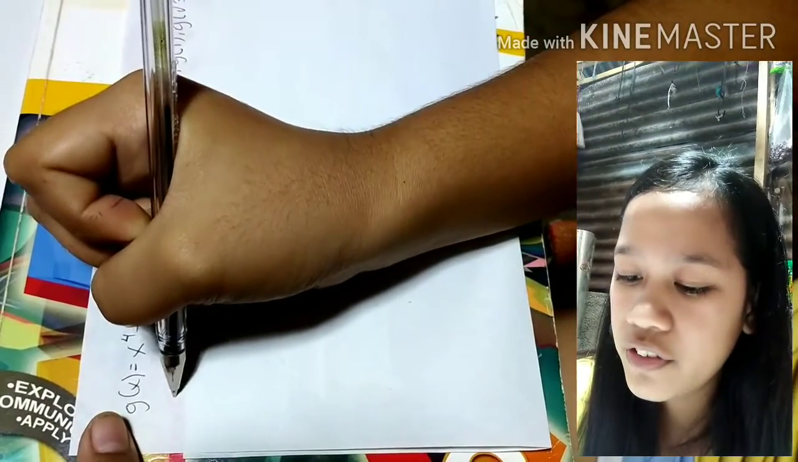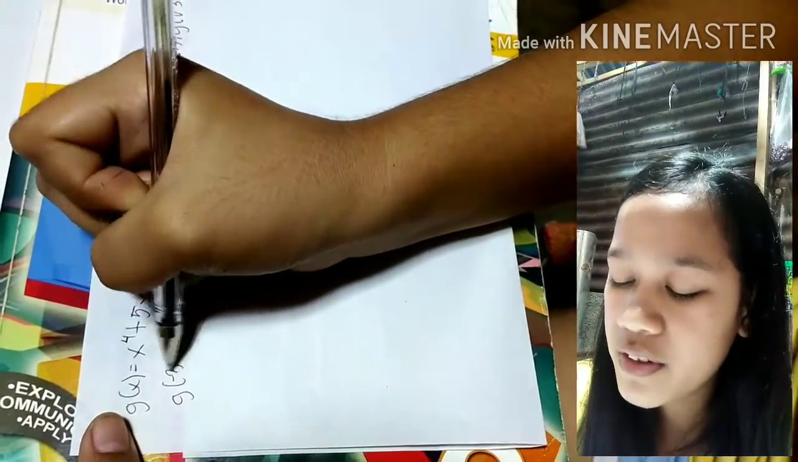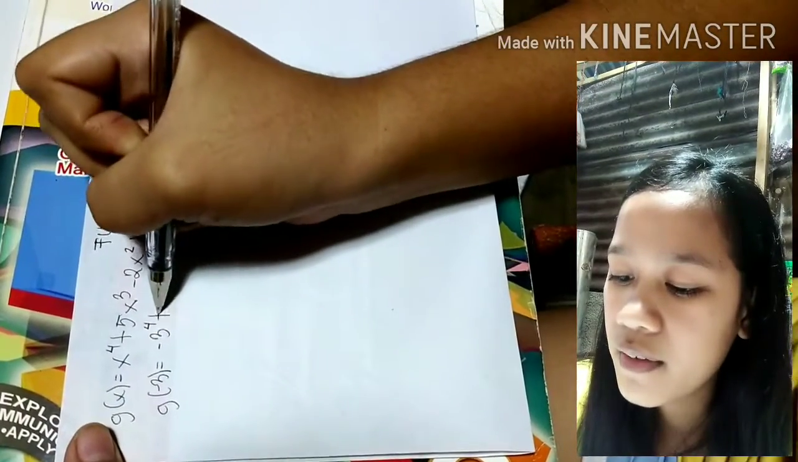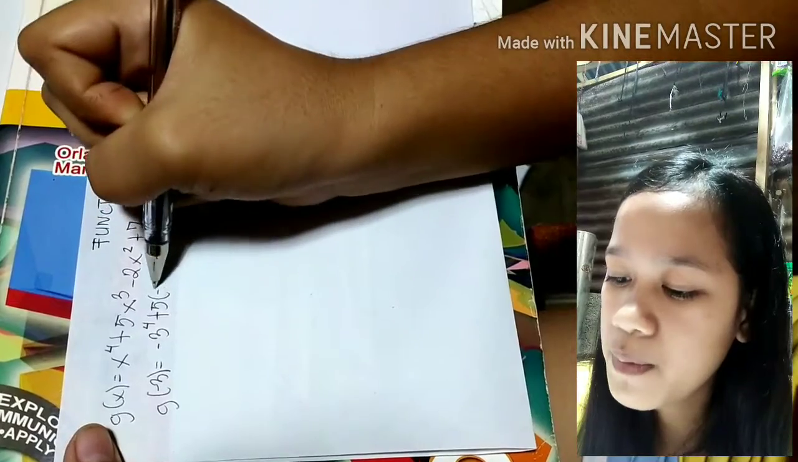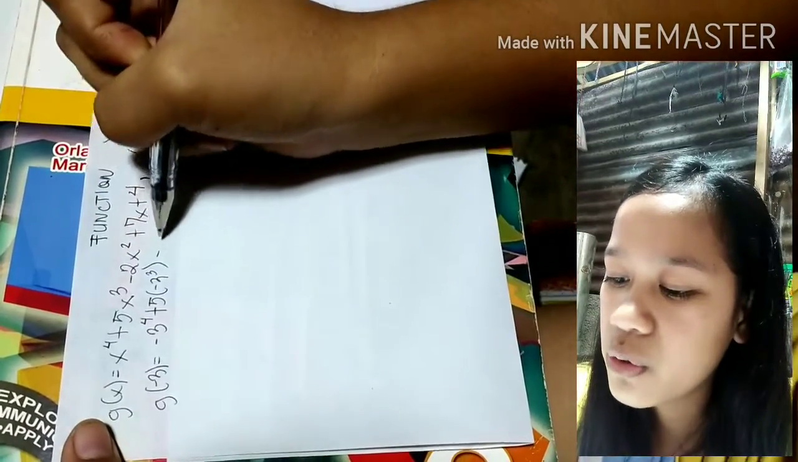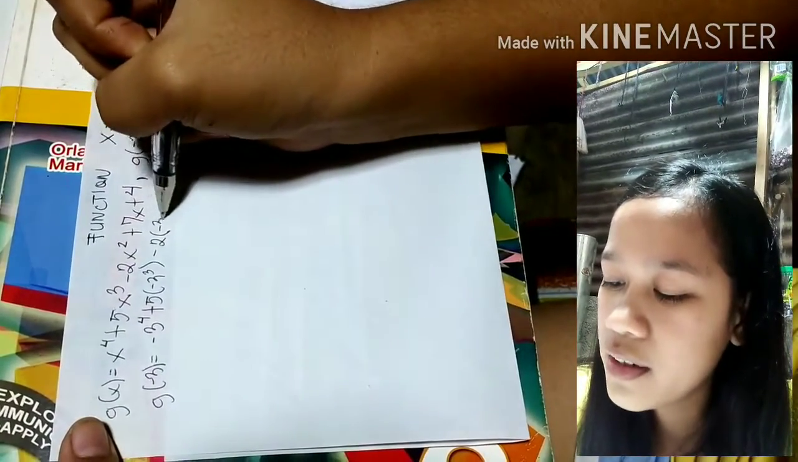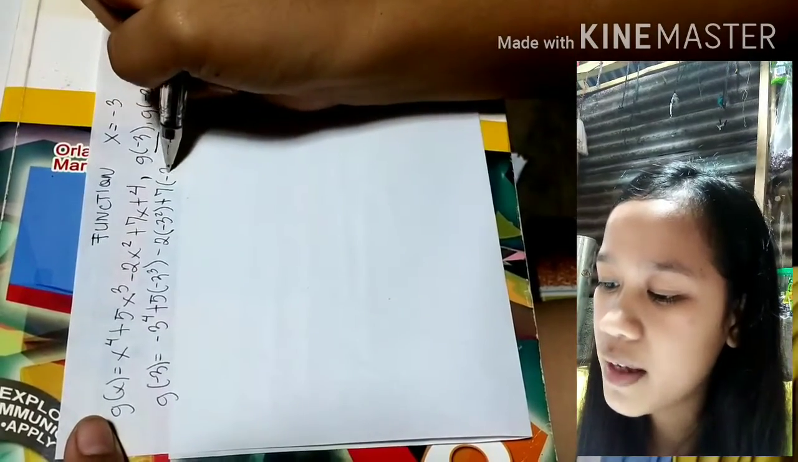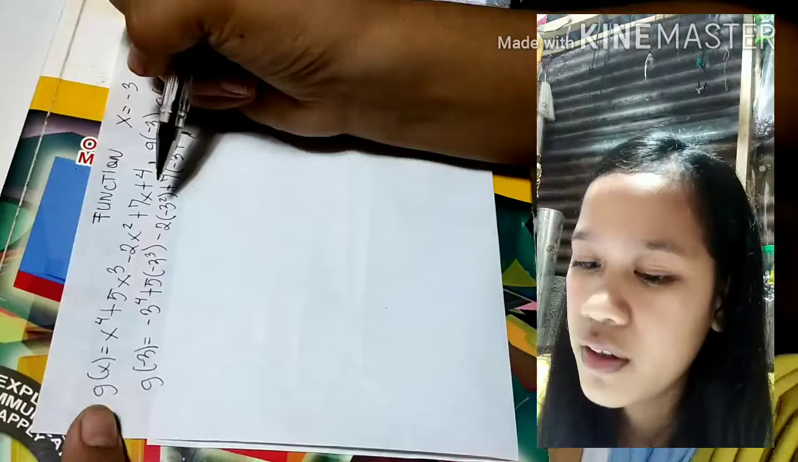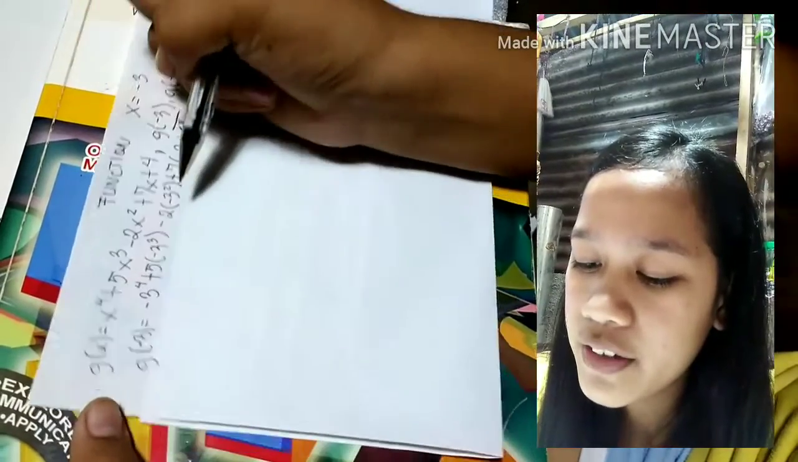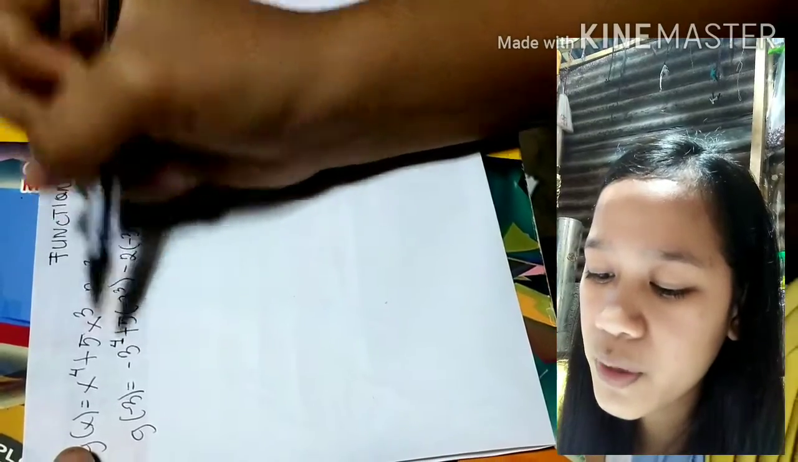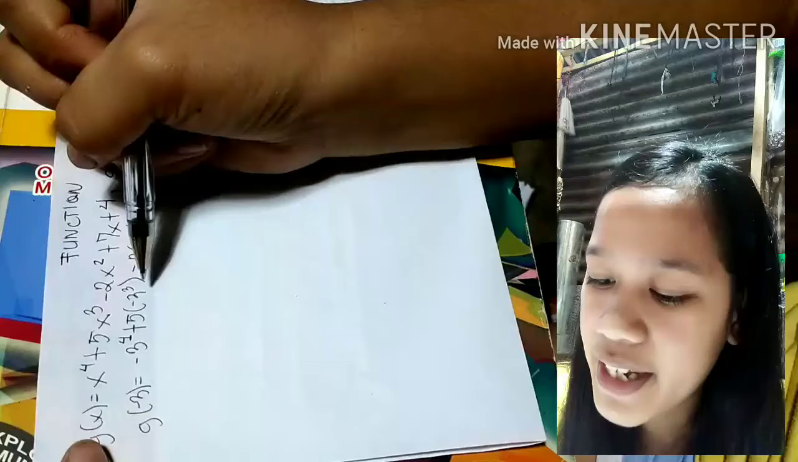So, g of negative 3 equals negative 3 raised to 4 plus 5 times negative 3 cubed minus 2 times negative 3 squared plus 7 times negative 3 plus 4. So we will simplify the number with exponent. The exponent will tell us how many times we will multiply the number by itself.